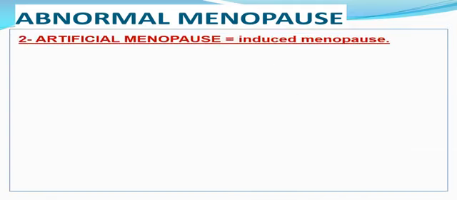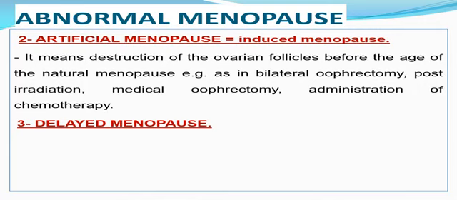All patients with premature menopause will develop menopausal syndrome and a menopausal state before the age of 40 years, and all of these need treatment by hormone replacement therapy. Artificial menopause or induced menopause means destruction of the ovarian follicles before the age of natural menopause, before the age of 45 years or 40 years, as in bilateral oophorectomy, post-irradiation, medical oophorectomy, or administration of chemotherapy. Again, this patient with all the causes mentioned before needs hormone replacement therapy.